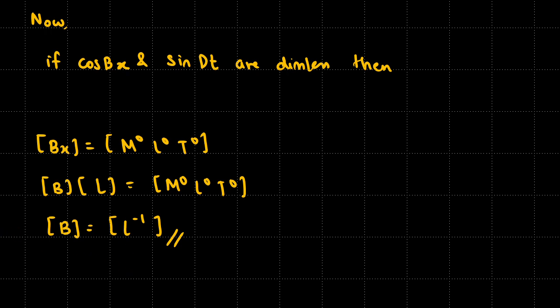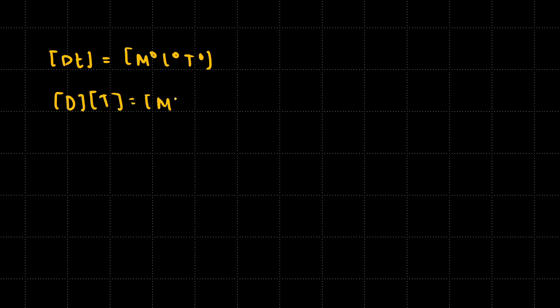Now we need the dimension of d, and since dt is also inside a trigonometric function, this dt will also be measured in radian or degree, which does not have a dimension. So we can write dt must be dimensionless. We need to find the dimension of d. The dimension of t is time, M0 L0 T0, hence the dimension of d will be per time. So we have every single ingredient that we need.